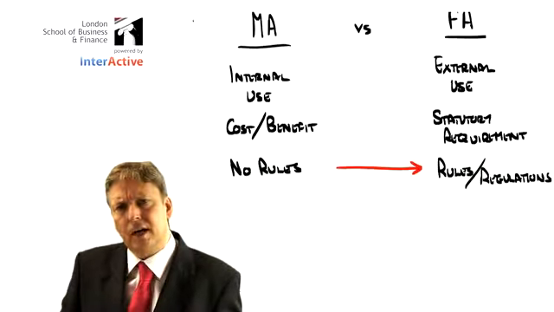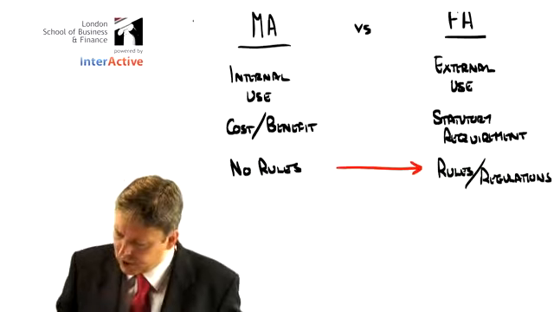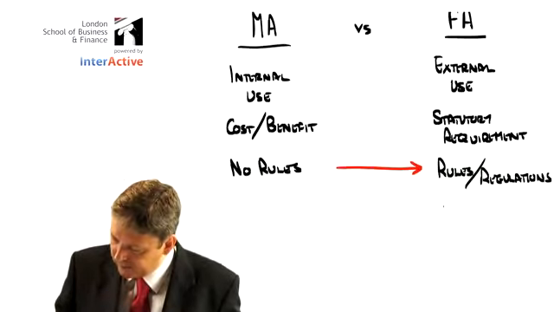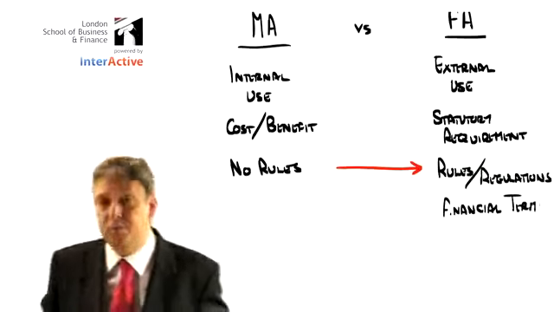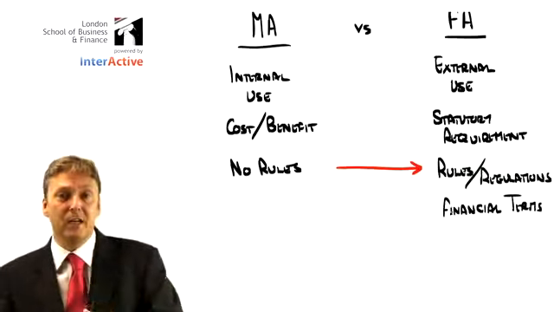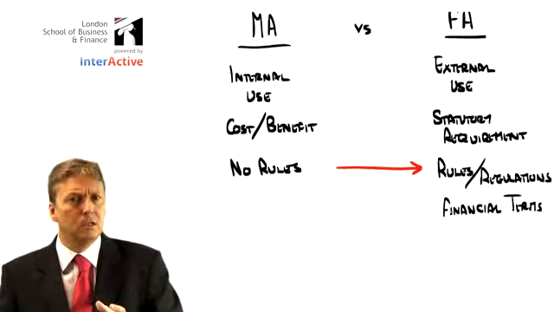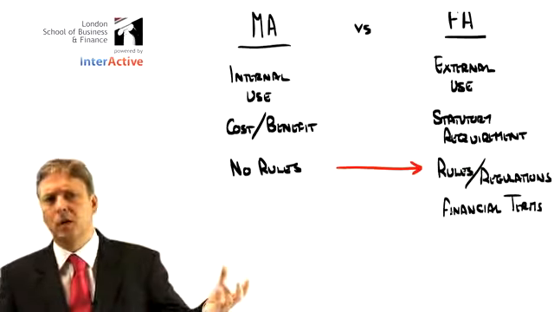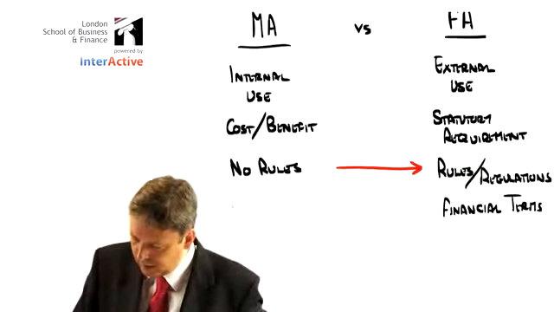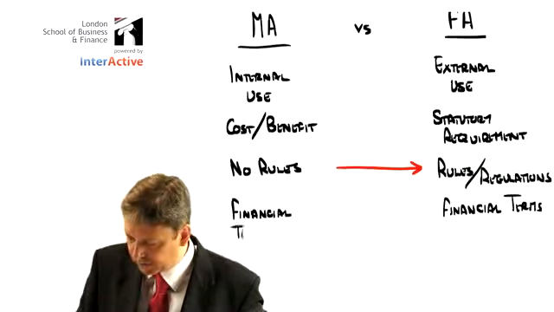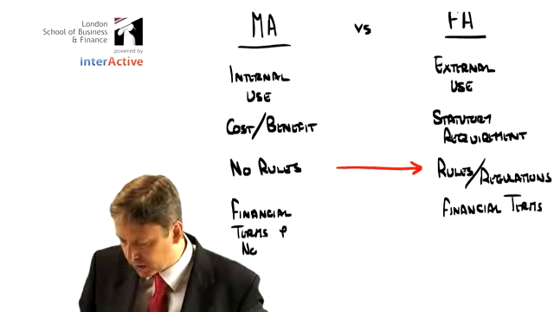If we look at financial accounts, one thing we would say about financial accounts is that it has to be in financial terms. It only makes sense to prepare information in pounds and pennies, dollars and cents, in order that it is comparable from one company to another. Whereas when we look at management accounting, yes, we will prepare information in financial terms, but we will also prepare it in non-financial terms.